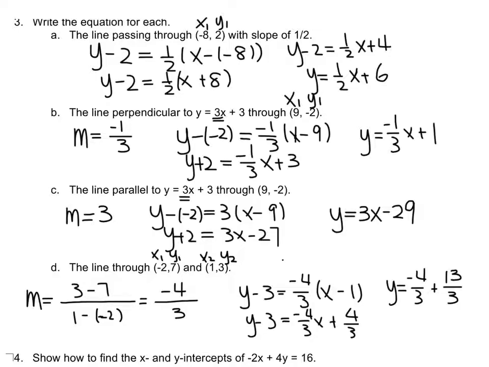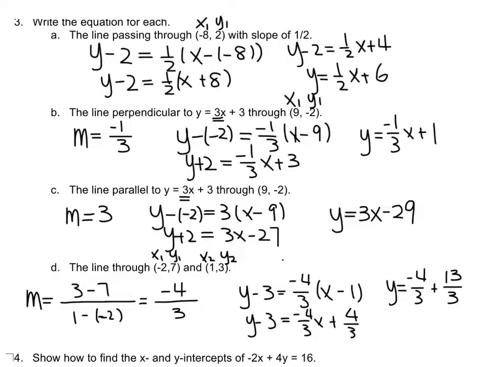Letter B. The line perpendicular to y equals 3x plus 3. So first thing we need to find the slope for the new line. As we know, it's perpendicular to the given line. So the slope would be the negative reciprocal. I simply take the 3, put it to the denominator, put it to the bottom, and then add a negative sign. Negative reciprocals. So my slope for the new line would be negative 1/3.